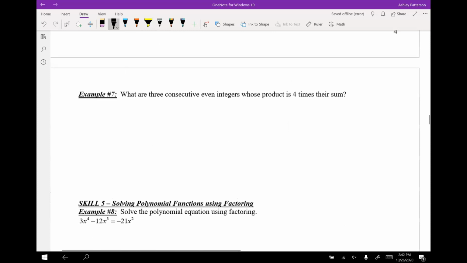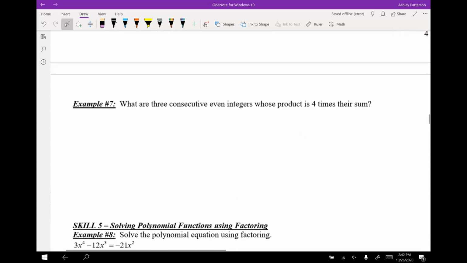And example 7. This is a good one. Okay, what are 3 consecutive, meaning one after the other, even integers? Okay, we're looking for 3 consecutive even integers whose product, multiplication, is 4 times their sum. Okay, well, let's deal with this piece by piece. The first part, 3 consecutive even integers. So let's call the first integer x.